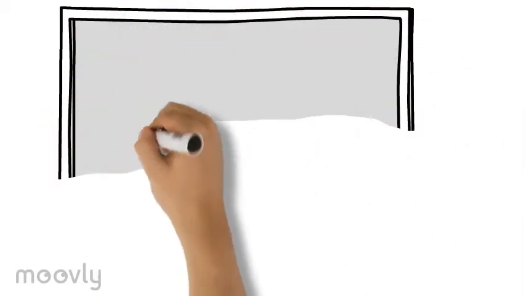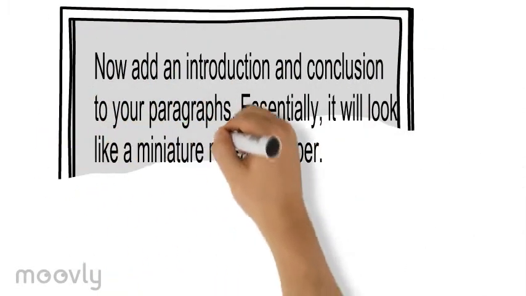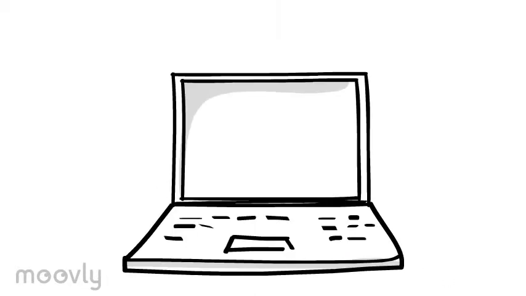Now that you've taken all this research and talked about its importance, you've cut and pasted it into its own document, you're going to add an introduction and conclusion, essentially making it look like a research paper. So now that we know the steps, we'll go through a sample literature review and what it would look like from start to finish.